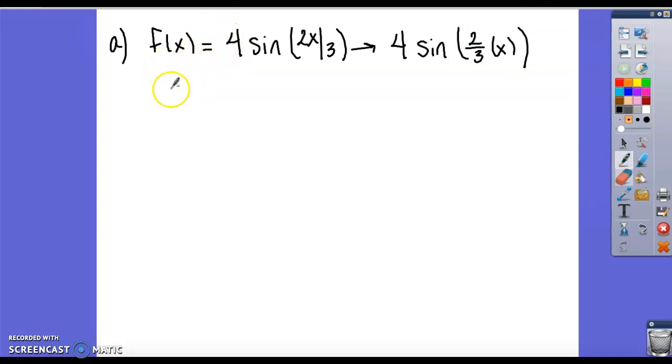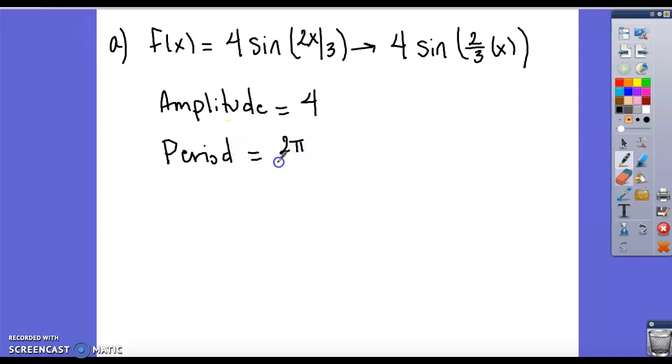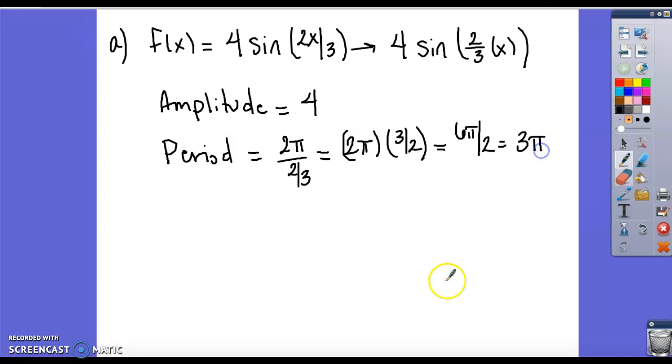Okay, so the amplitude of this function is the absolute value of a, which in this case is 4. So the amplitude is 4. The period is 2 pi over b, which is 2/3. When I divide fractions, I take the numerator and multiply by the reciprocal of the denominator. So this would be 6 pi over 2, which is 3 pi. So the period of this function is 3 pi.